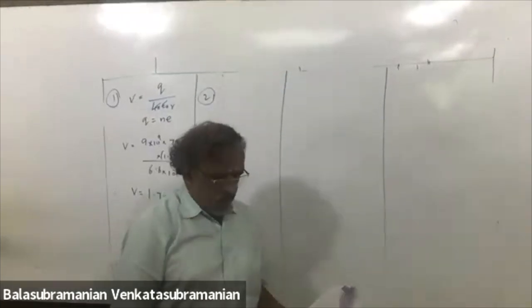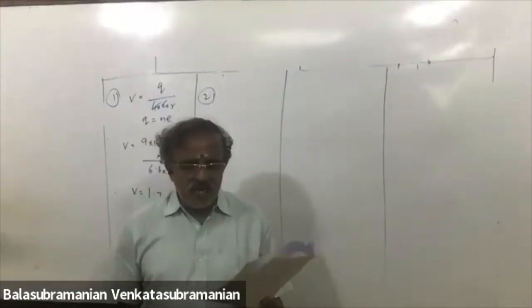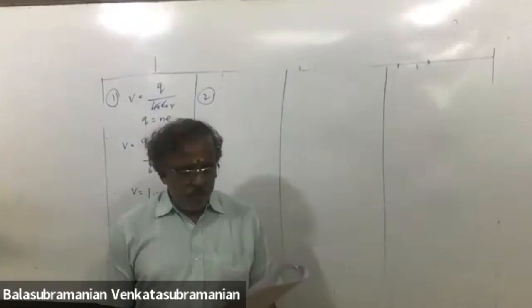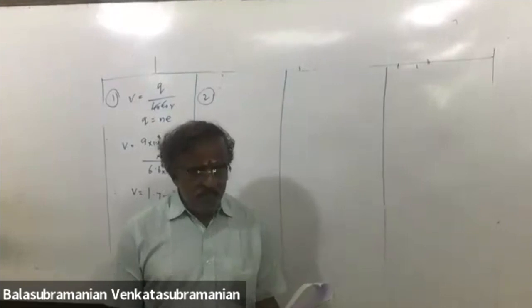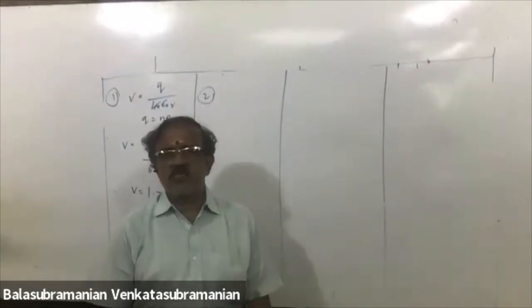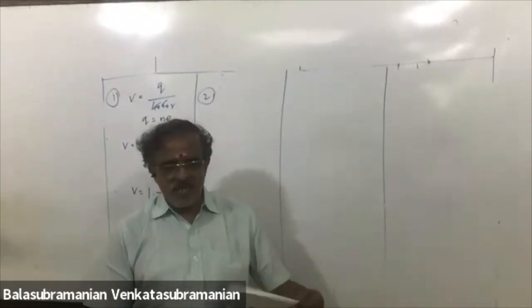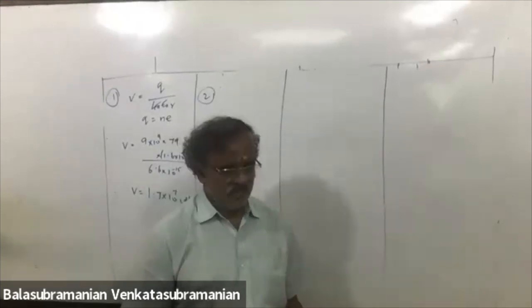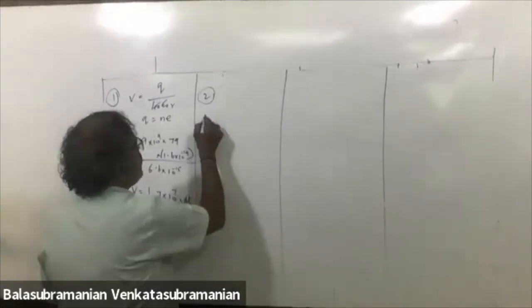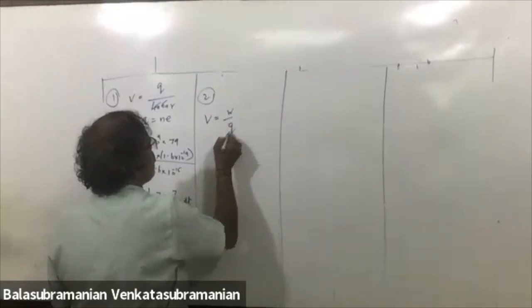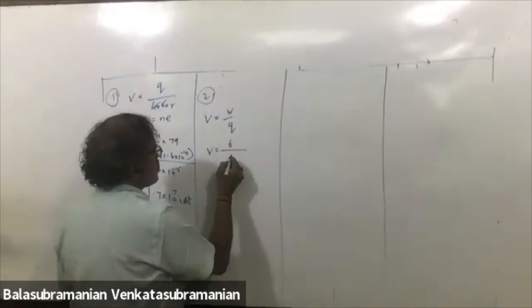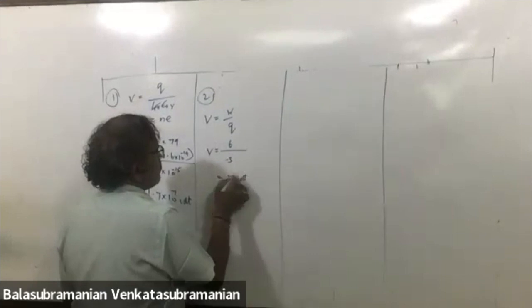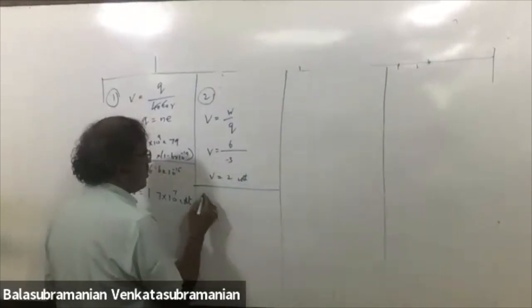Second, the work done in moving a charge of 3 coulomb between 2 points is 6 joules. What is the potential difference between the 2 points? Work done is given. Potential, straight formula: V is equal to W by Q. What is the work done? 6 joules. Charge is 3 coulombs. So 2 volts. Very simple, straight problem.